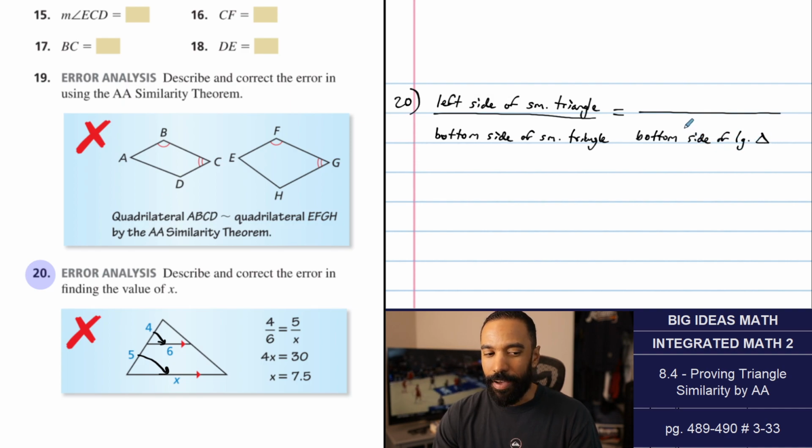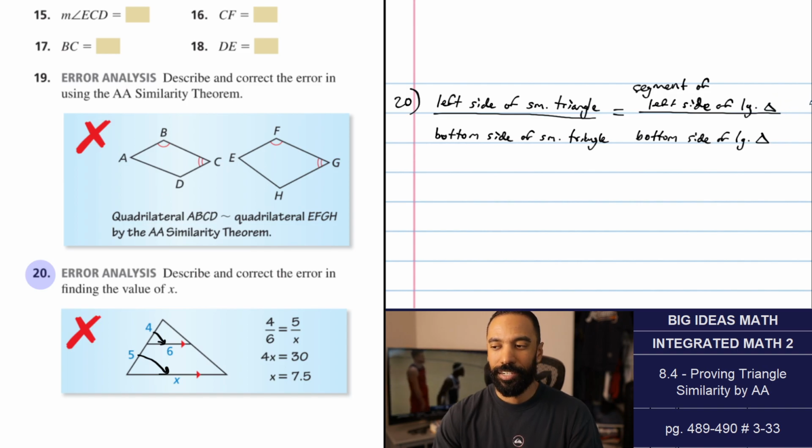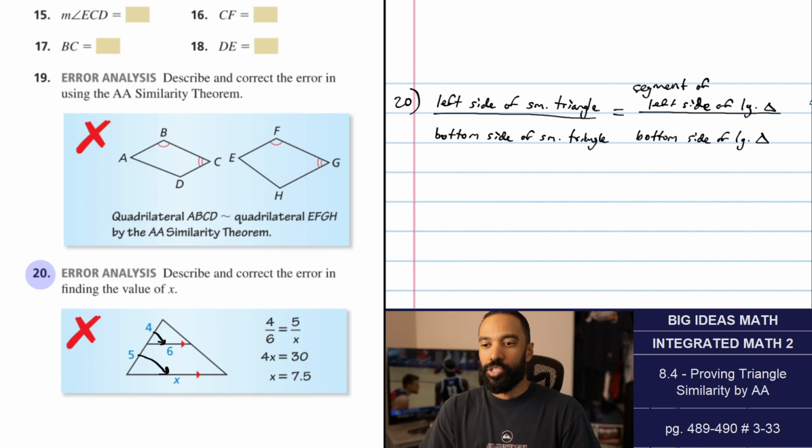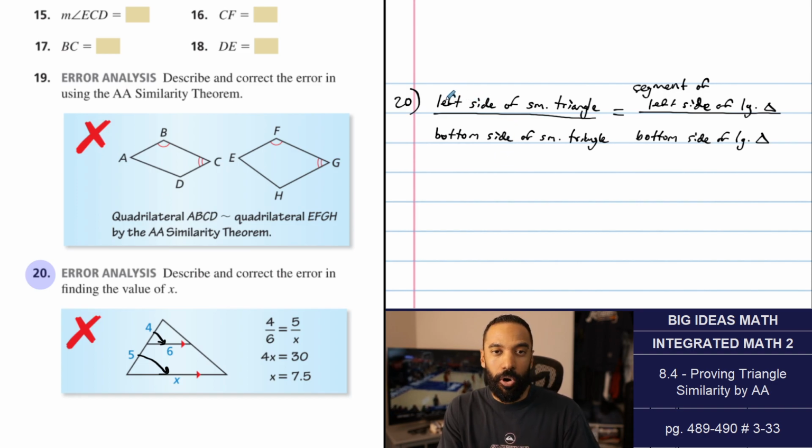Is 5 the left side of the large triangle? 5 is a segment of the left side of the large triangle. It's not the entire left side. So when you do these things, the correspondence idea is proper for bottom side of small, bottom side of large. They are the whole amounts of those sides. The left side of the small triangle is its whole. This is a segment of the left side of the large triangle.